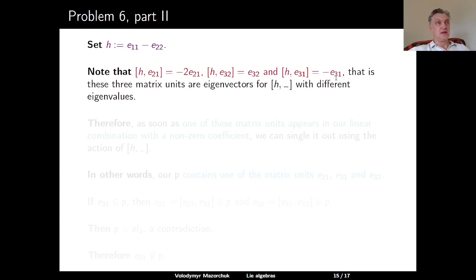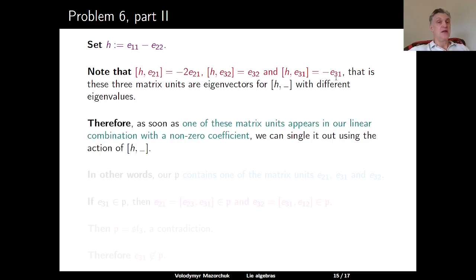And if you have a linear combination of three eigenvectors with different eigenvalues, then we can use the adjoint operator to single out these eigenvectors from any non-trivial linear combination. So as soon as one of them appears with a non-zero coefficient in a linear combination, we can single this vector out using the action of H. In other words, our subalgebra P contains one of the matrix units E21, E31, or E32.